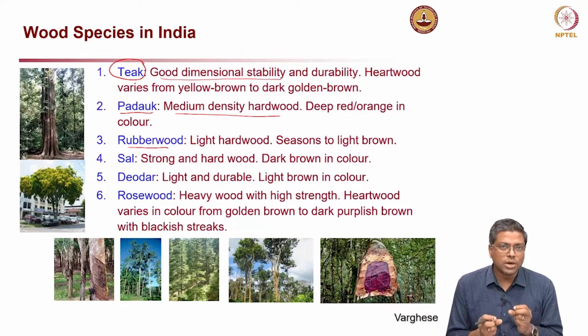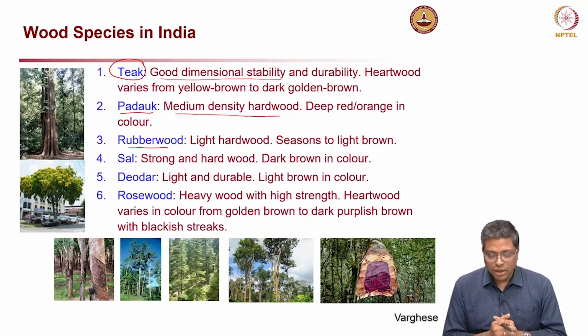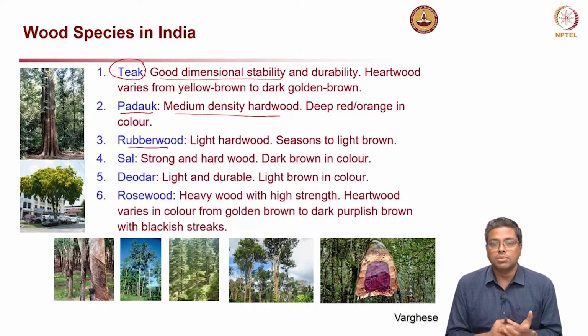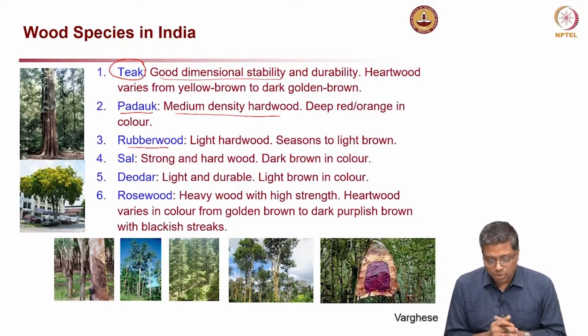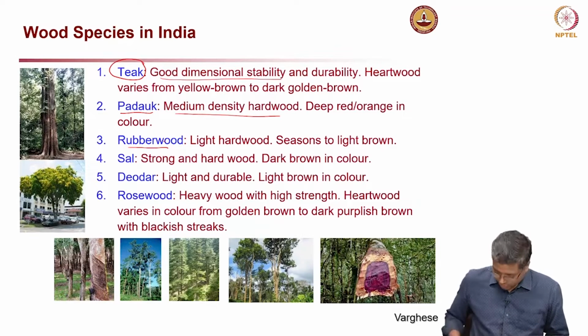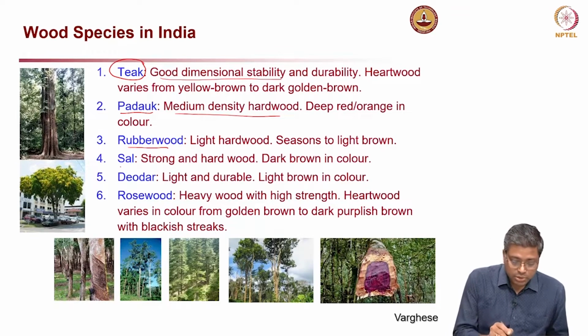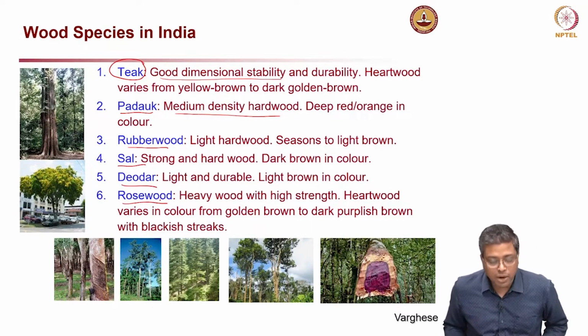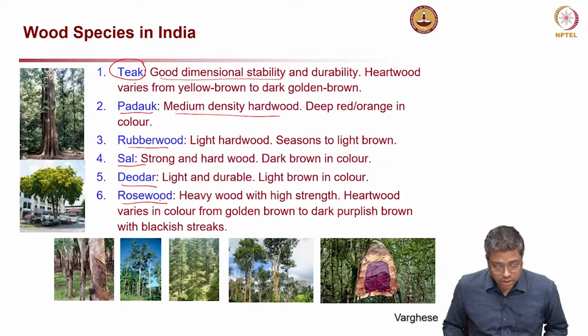I have been using the words timber and wood interchangeably. If you look at the definition, timber is nothing but processed wood, but more or less I do not think it really matters. You can use both words, but timber in general is processed wood. Now, other types are sal, deodar and rosewood. These are all available in various parts of our country.